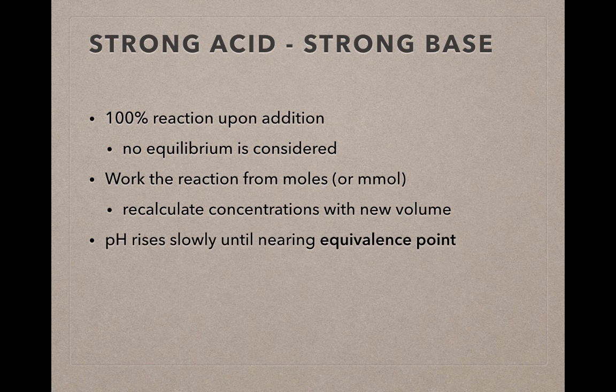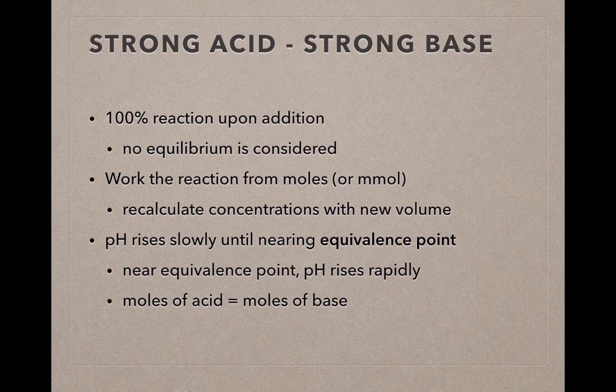If you are titrating an acid with a strong base, you're going to see that the pH rises slowly until it nears the equivalence point, where the moles of acid equal the moles of base. As we get closer and closer to that equivalence point, the pH can begin to rise extremely rapidly. Again, at the equivalence point, the moles of acid equal the moles of base, and for a strong acid and strong base, we know that the pH will equal 7 at that equivalence point. Again, this is the only time that that's going to happen.